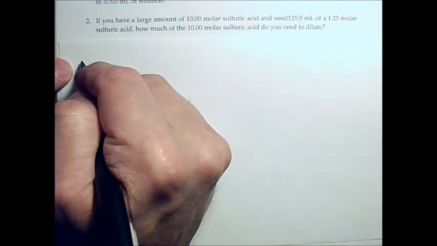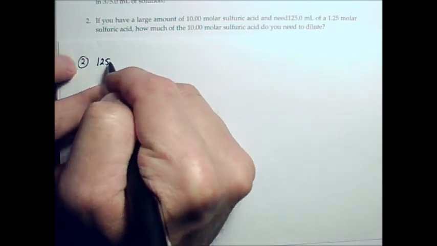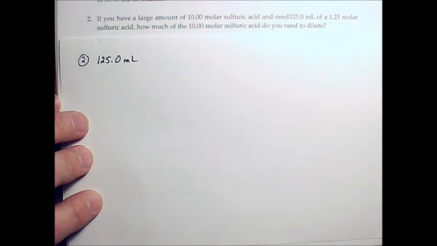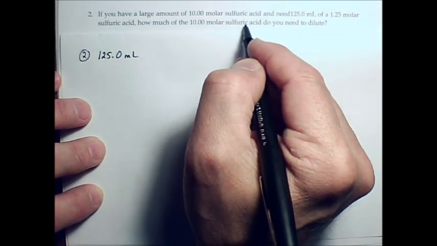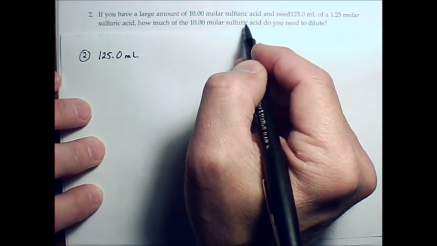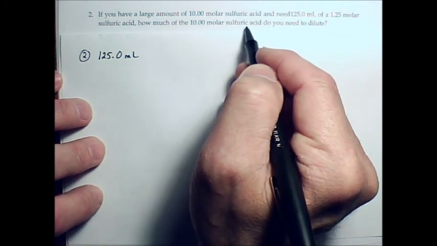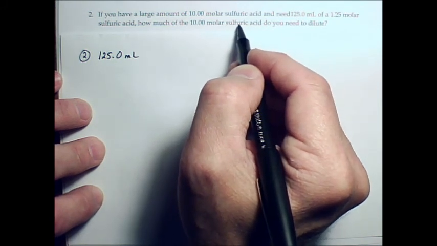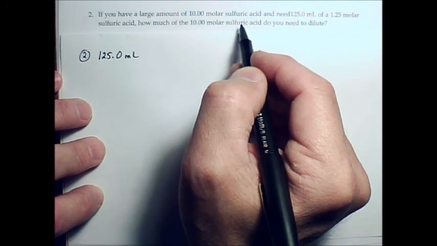So we need 125 milliliters of the sulfuric acid. We need to find the formula for sulfuric acid. Sulfuric: when I have an -ic ending, but no hydro on the front, the sulfate ion is what we got.